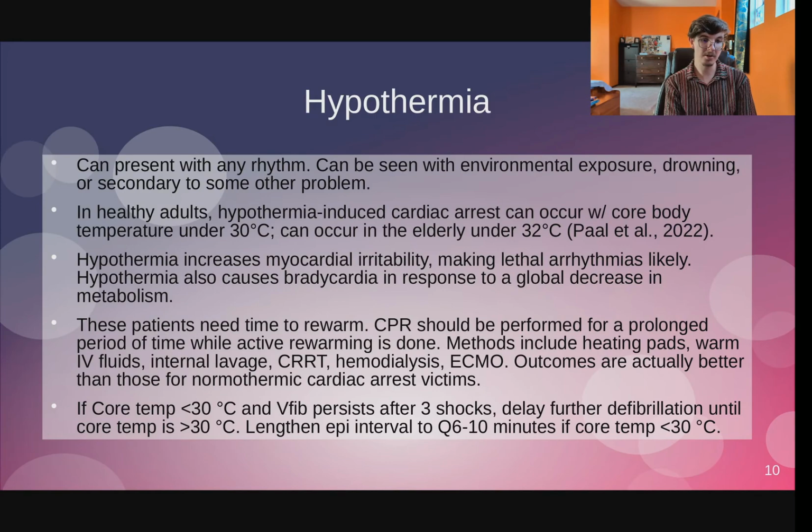And a little note down here at the bottom for ACLS. If core temperature is less than 30 degrees Celsius and VFib persists after 3 shocks, you should delay further defibrillation until core temperature is above 30 degrees Celsius. Also, you should lengthen the epi interval. You're going to double it to every 6 to 10 minutes if core temperature is less than 30 degrees Celsius.